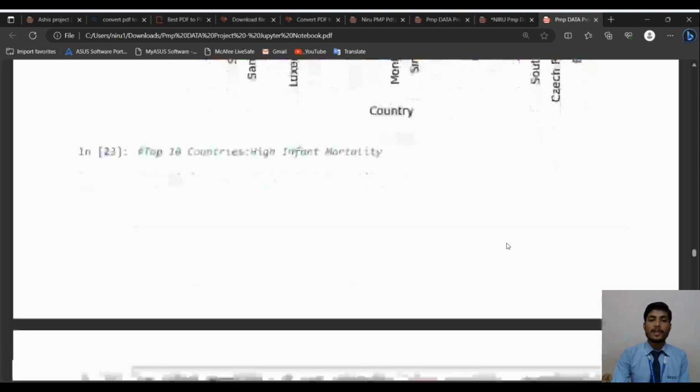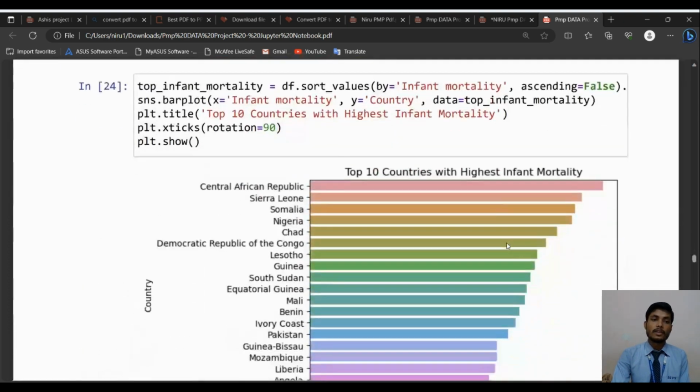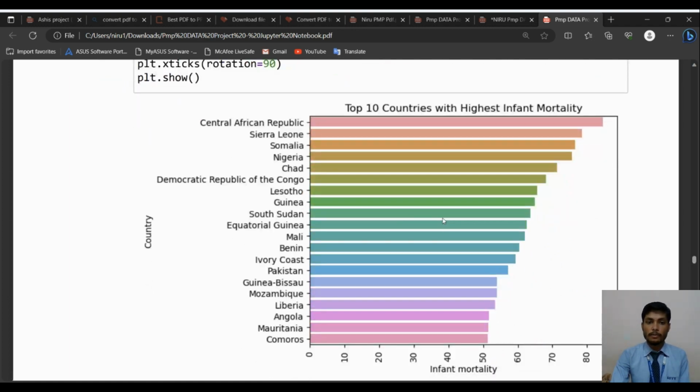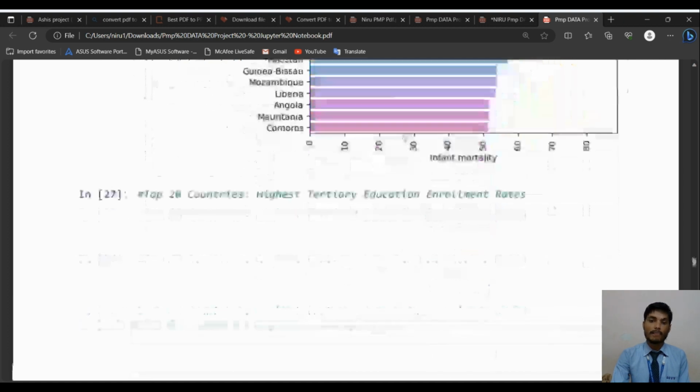Top 10 countries with infant mortality. In ascending order, these are the top 10 countries with the highest infant mortality. First of all, Central African Republic, and last, Comoros. This is the top 10 countries with the highest infant mortality rates.